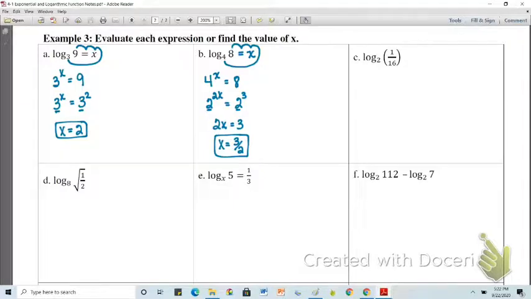Okay, on to C. Again, step 1, set equal to x. Step 2, draw your hand. Step 3, write it out. 2 to the x equals 1 over 16.